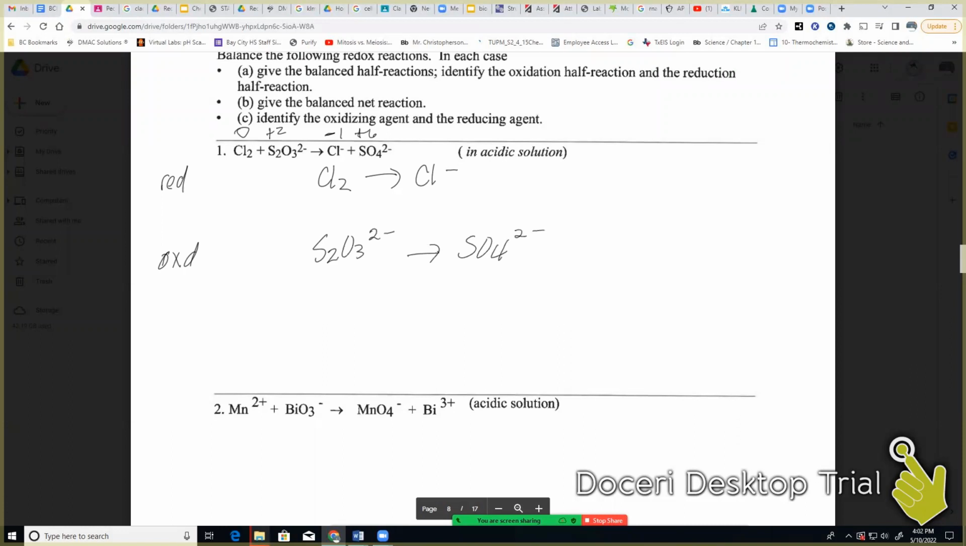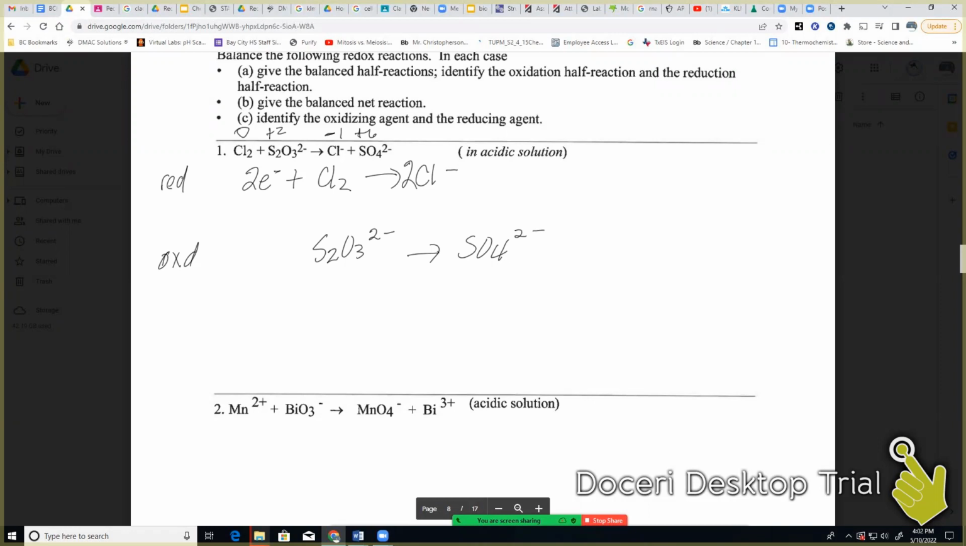All right, so I like to always start with my reduction, and how I like to do it is I like to work all the way through it and then come and work all the way through the other one. So my first thing I need to do is balance for elements. I have 2 chlorine, so I need to put a 2 here. I don't have any oxygen. I don't have any hydrogen, so I don't have to mess with all of that. So then the only thing I need to do is fix it for charge. 2 times -1 is -2, so I have to put 2 electrons over here. That is my balanced half reaction. If I was asked to write my balanced half reaction, that is what I would write.